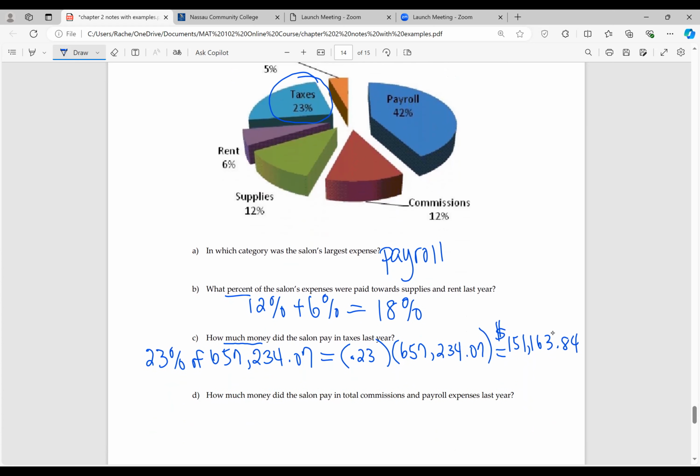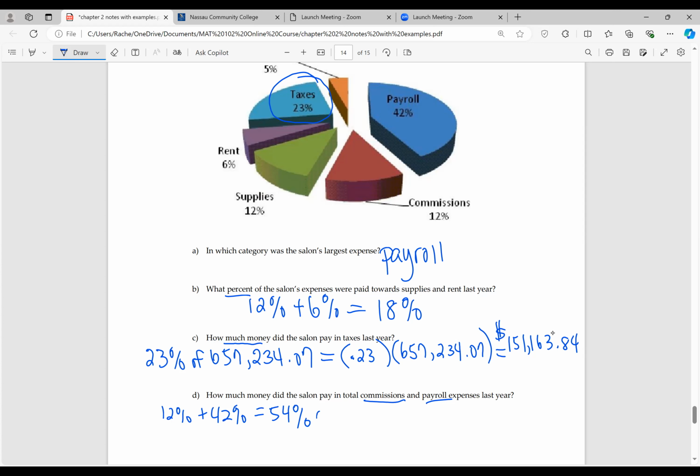And there's one more part, part D, very similar to part C. How much money did the salon pay in total commissions and payroll last year? So now I want to know, okay, those two pieces of the pie represented how much money? So commission, first we have to see what the total percent is, right? So commission is going to be 12%. And payroll is going to be 42% for a total of 54%, right? So 54% in commissions and payroll.